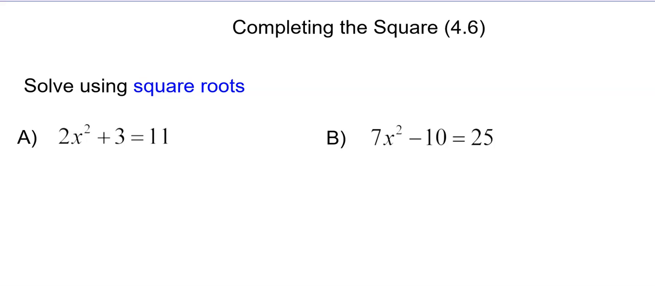Okay, let's start with some easy stuff. Just some simple square roots. We want to isolate the x squared there, so we want to get all the other terms on the other side. So we're going to subtract 3 to get that on the other side. Get 2x squared equals 8.